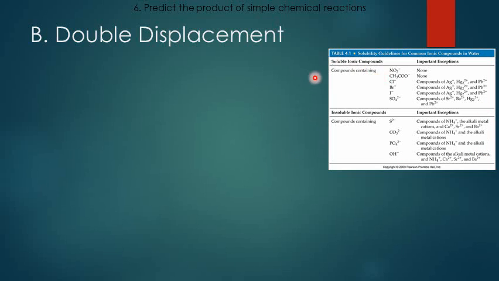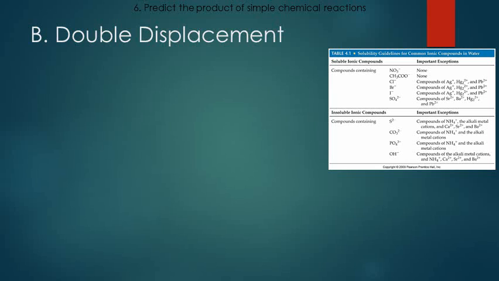So notice how this is organized. At the top here, we are told soluble ionic compounds. So if the ionic compound contains any of these ions, and notice these rules are based on anions, so nitrate, acetate, chloride, bromide, iodide, sulfate, they would be soluble. In other words, they do dissolve in water. However, it lists important exceptions. Notice for nitrates and acetates, there really aren't any exceptions listed here. In fact, nitrates and acetates, they're virtually all soluble.